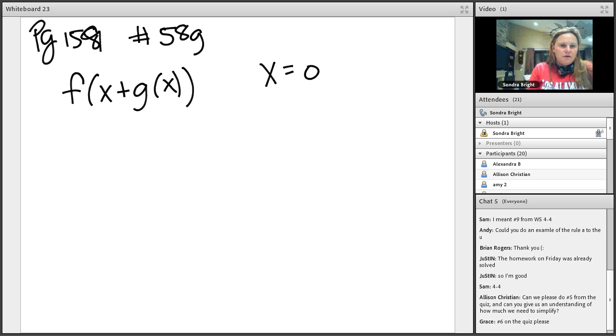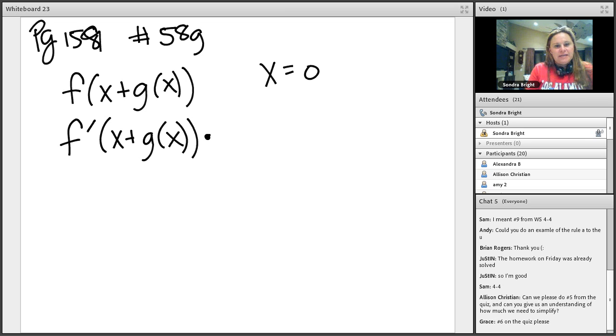Okay. So you're going to take the derivative of the outside, leaving the inside alone. And then times, chain rule says, go inside and take the derivative of the inside. So the derivative of x, with respect to x, is a 1. And then the derivative, that's a plus sign there, so it's not product rule because you're adding these. And then derivative of g of x would be g prime.